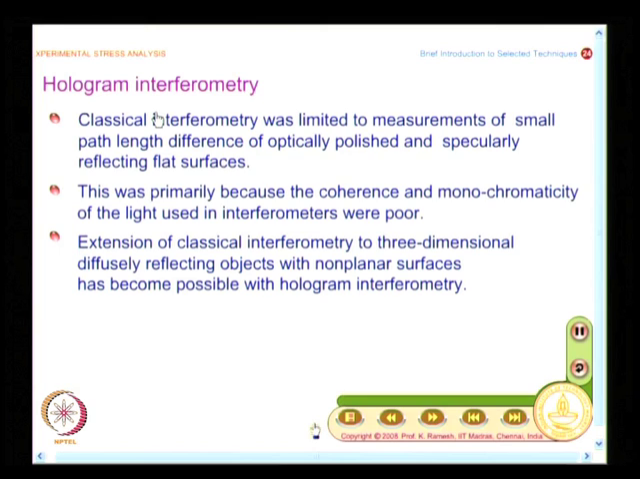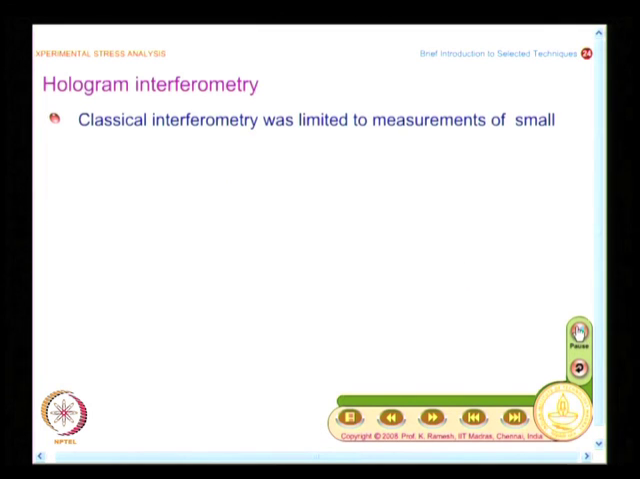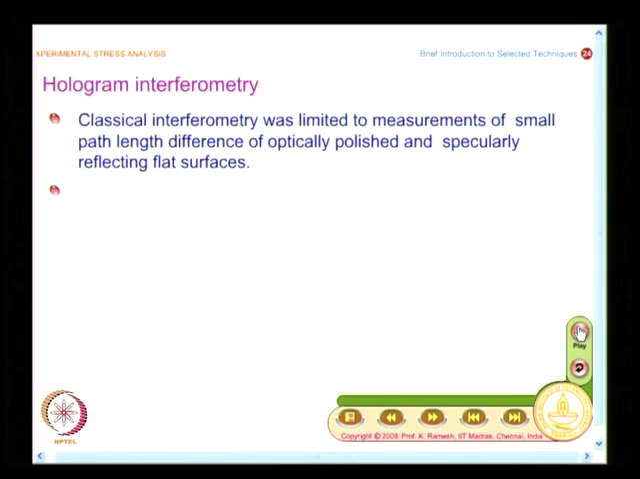But from a stress analysis point of view, we are not interested only in the use of hologram stickers, we want to get quantitative information. So, for quantitative information, what do you have to do? You have to go in for hologram interferometry, and let us look at what hologram interferometry is. We have to look at the difference between classical interferometry and hologram interferometry.